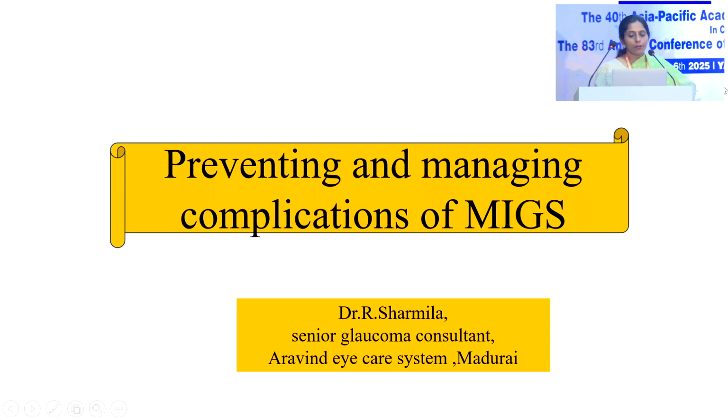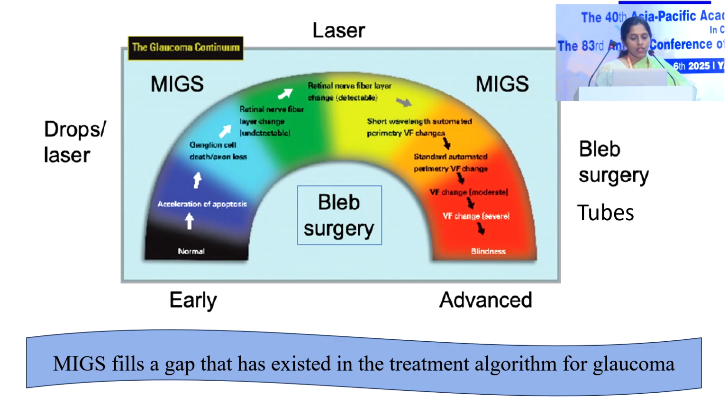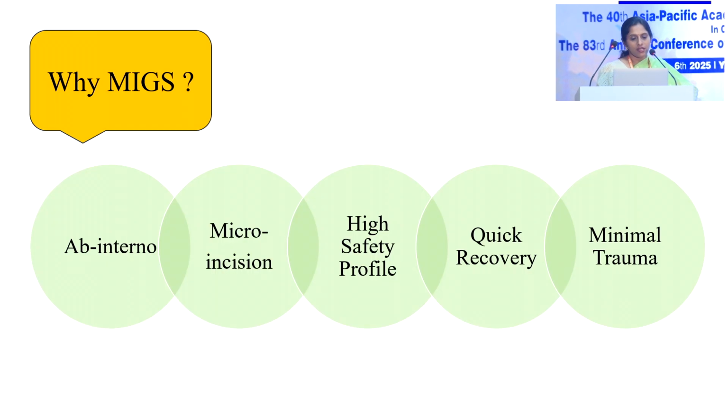Good morning, everyone. I thank Subhashini for including me in this course, and I also thank AIOS for the opportunity. So I'm going to be talking about how to prevent and manage complications following MIGS. We all know MIGS is now a very recent glaucoma surgery, which is picking up a lot, and it has served to cater to all kinds of glaucomas, right from mild to severe glaucomas. So why MIGS? We all know that it is a simple procedure, ab interno, micro-incisional surgery, high safety profile, faster recovery and minimal trauma.